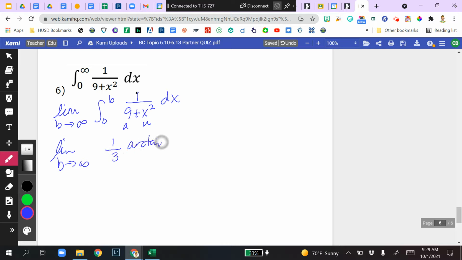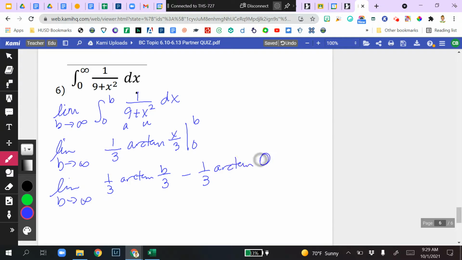And then it's arctangent. What's our U? X, and then over A, which is 3, okay, from 0 to B. Okay, so keep following the rules. Let's put this in. So we've got the limit as B approaches infinity of 1/3 arctangent of B over 3 minus 1/3 arctangent of basically 0, right? Yeah, I have no idea why they did this crazy method. Ours totally works.